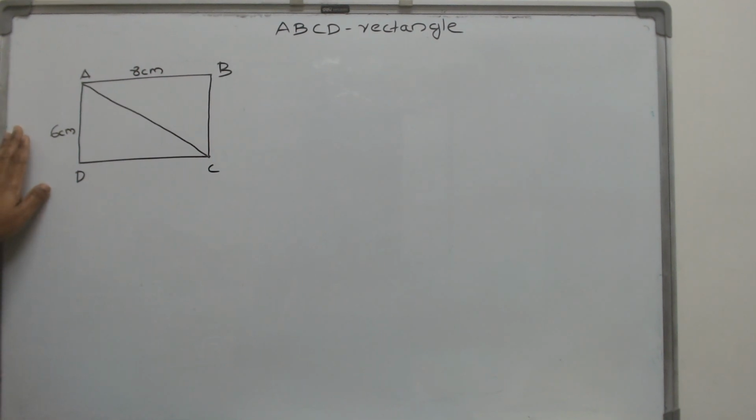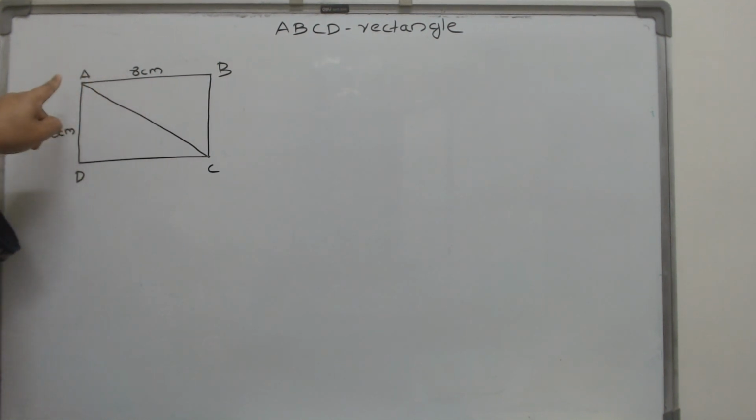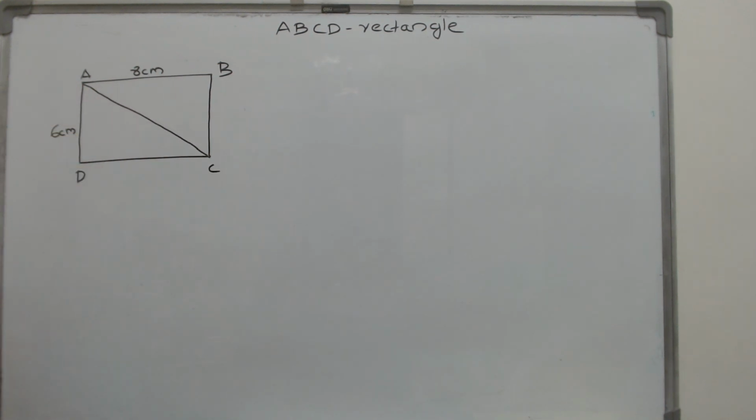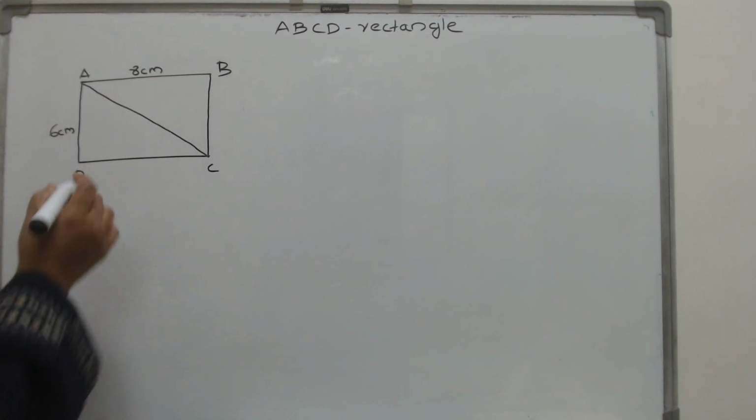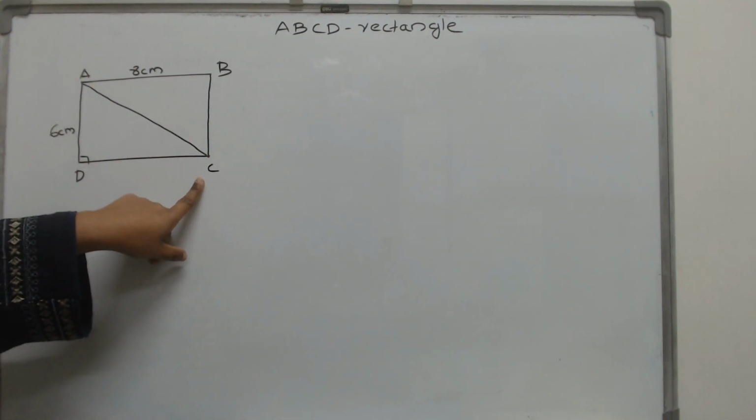Here we are given a rectangle ABCD with sides of the measure 6 centimeter and 8 centimeter. Then how much will the diagonal be? What will be the measure of the diagonal? We know that all four angles are 90 degrees. So we can apply the Pythagoras theorem and we can find that AC is what?